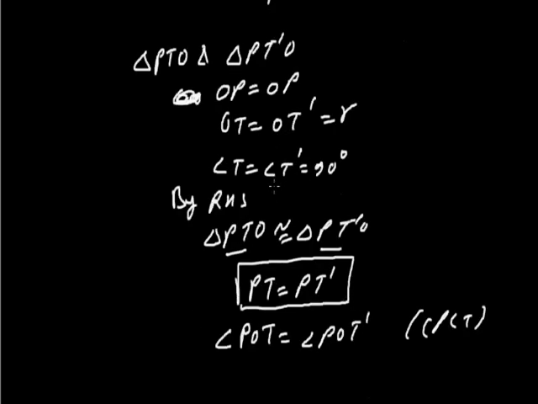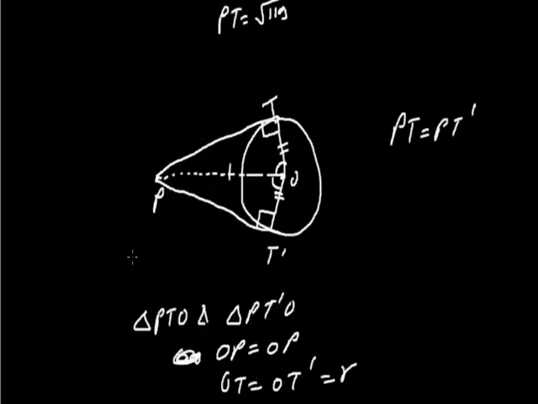And one more thing is that angle OPT equals angle OPT dash. Angle OPT means this angle, and OPT dash means this angle. These two angles are also equal by CPCT. So we can say that the line joining the external point to the center of the circle bisects this angle. Okay. So these two angles are equal.